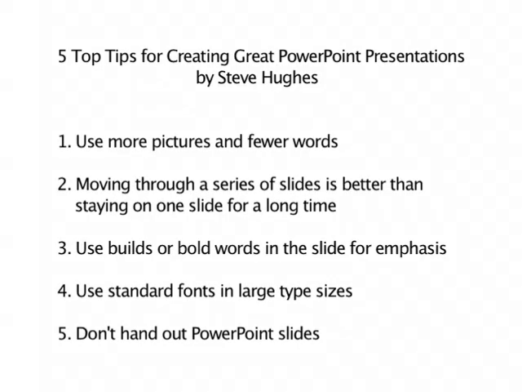So the top 5 things for a good PowerPoint presentation are: 1, use more pictures and fewer words. 2, move through a series of slides, keep it clicking versus having one static slide on for any long period of time. Number 3, use builds and bold out certain words to make them stronger. 4, use standard fonts. And then 5, don't use your slides as your handouts. You do those things and people will be eating out of your hand figuratively.